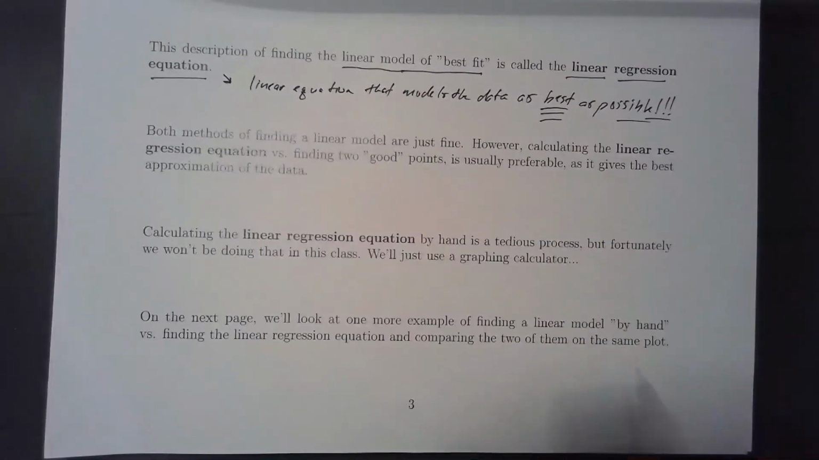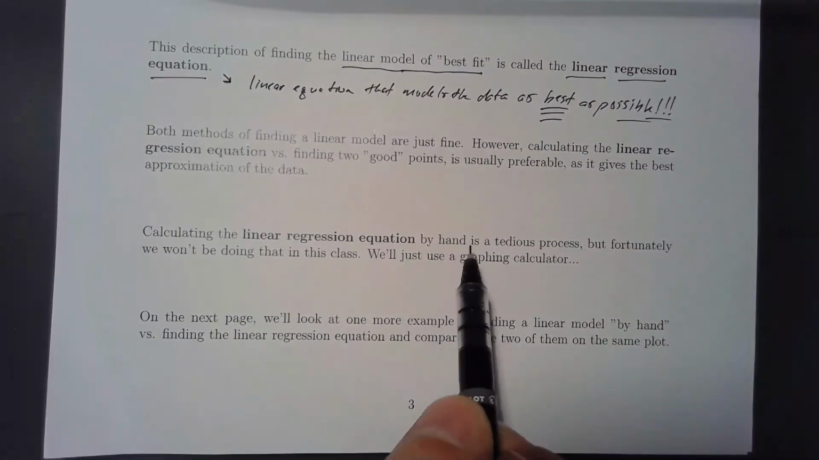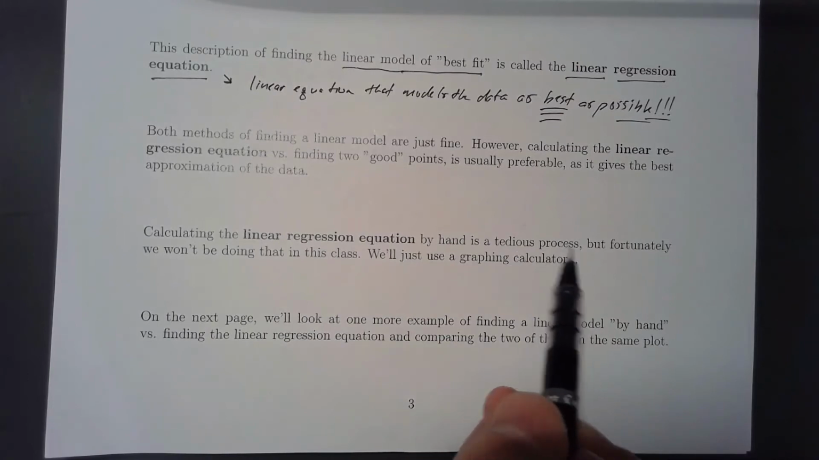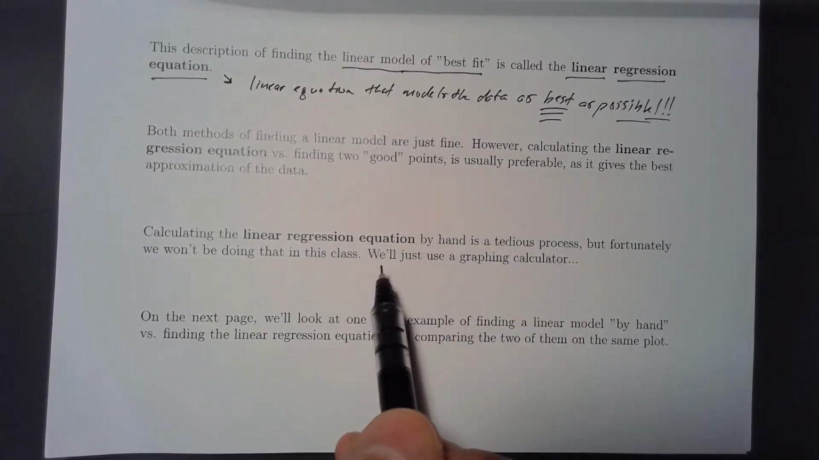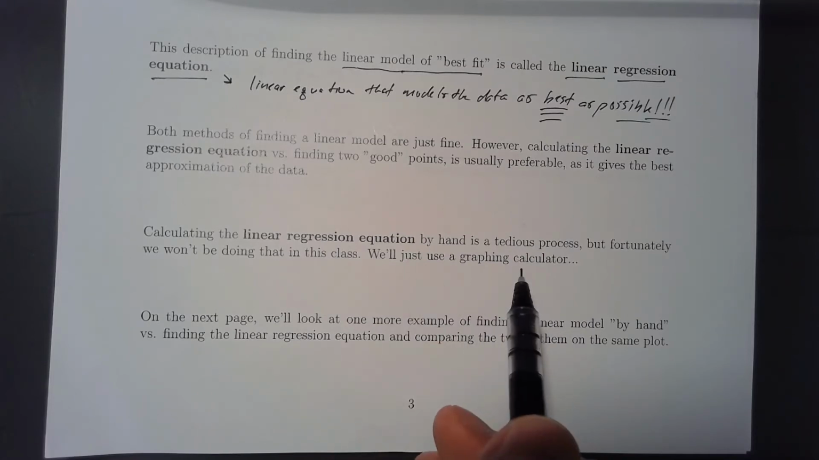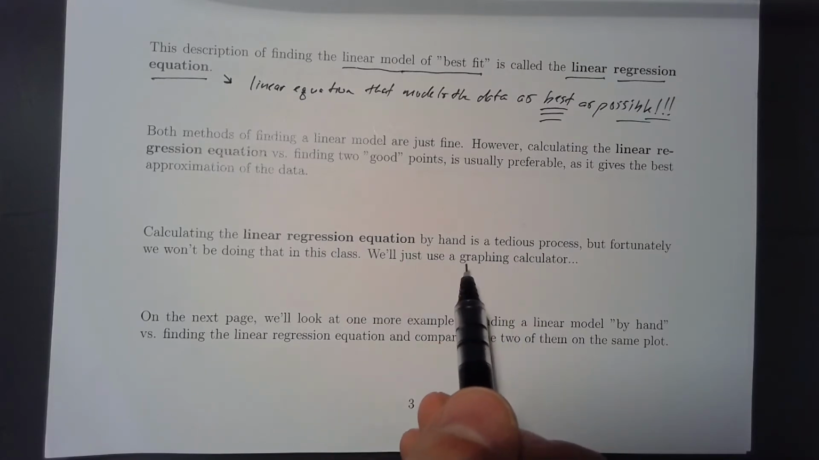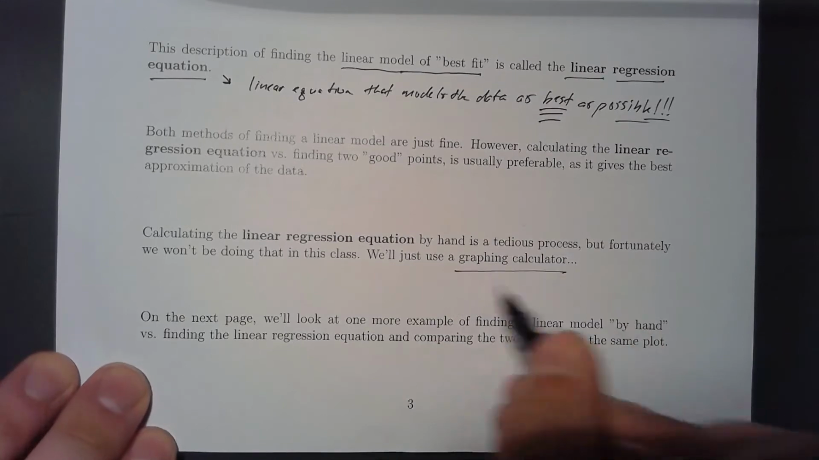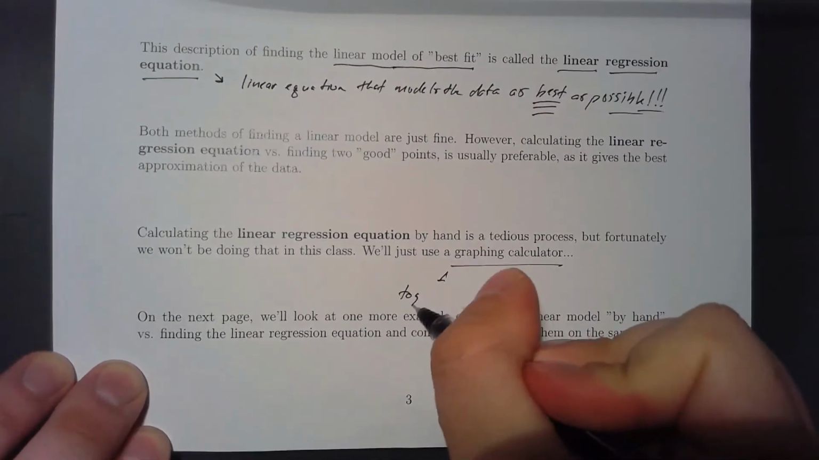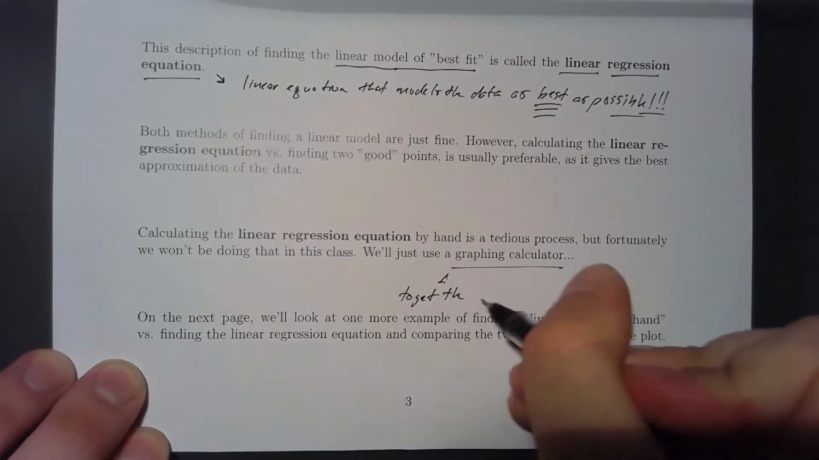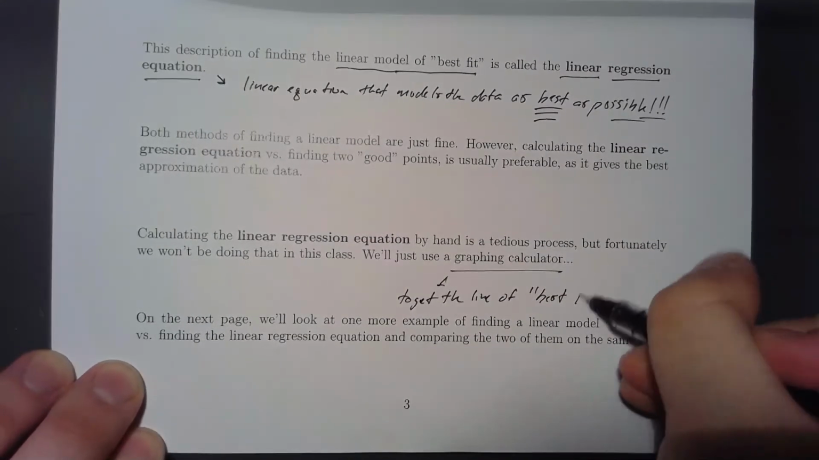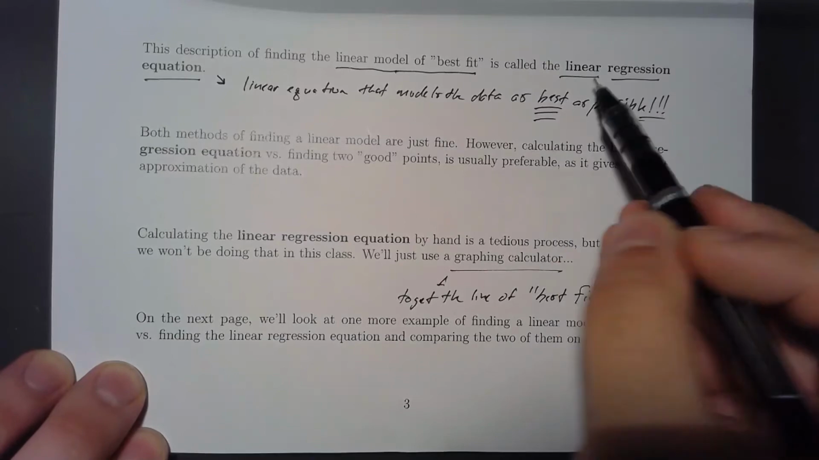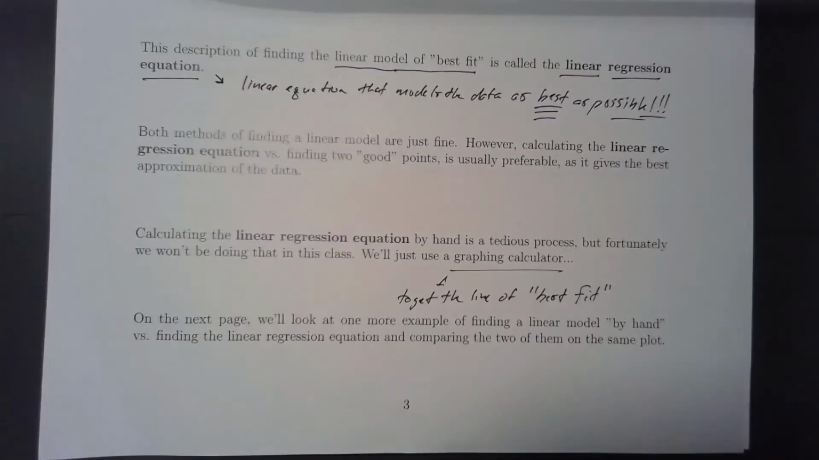Calculating the linear regression equation by hand is a tedious process, but in Math 105 we will not be doing that. We're going to use the graphing calculator to get the line of best fit. The line of best fit is the linear regression equation.